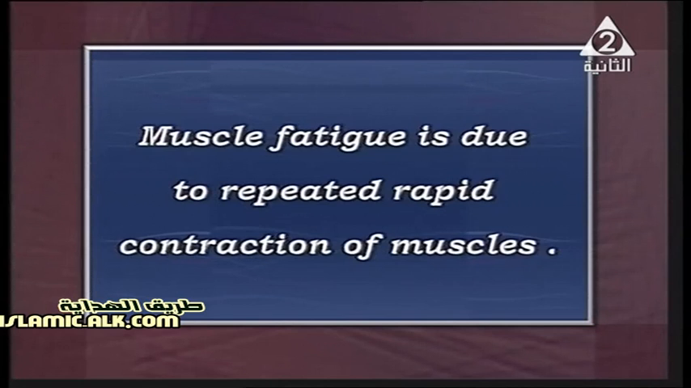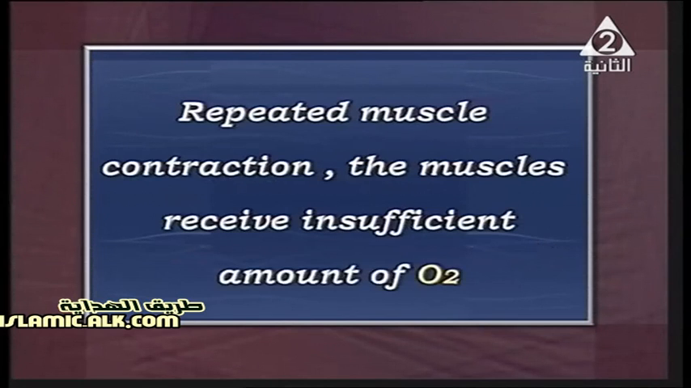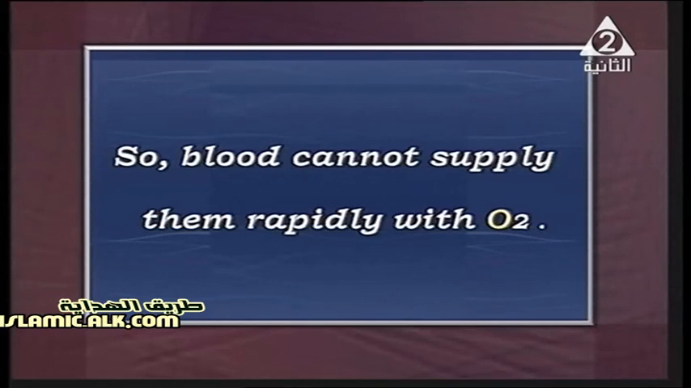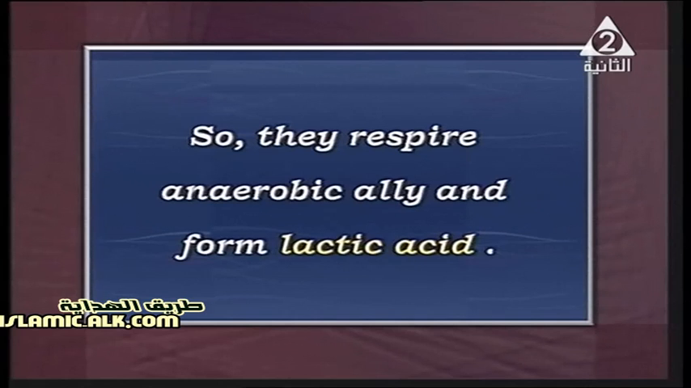The acute pain of the muscle comes from the repetition of muscle contraction, so the muscle cannot get a sufficient amount of oxygen. The blood cannot supply them rapidly with oxygen, so they respire anaerobically. Remember that. They respire anaerobically.